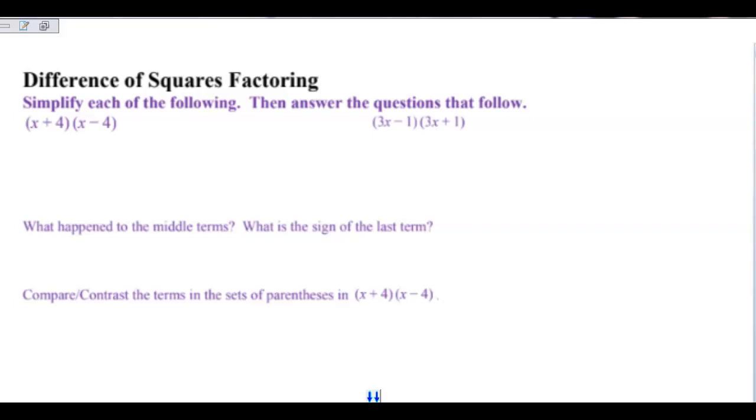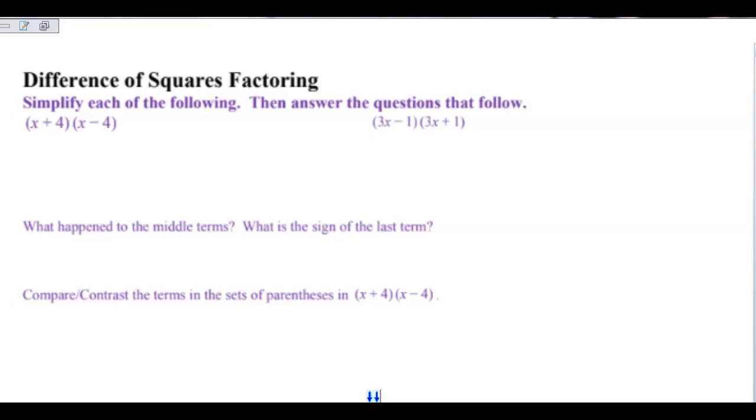Hello. Today we're going to talk about difference of squares and factoring. And you remember when we took two binomials and multiplied them, sometimes we had what we called the perfect square, which meant that we had a binomial answer when we were done multiplying. So the product was a binomial.